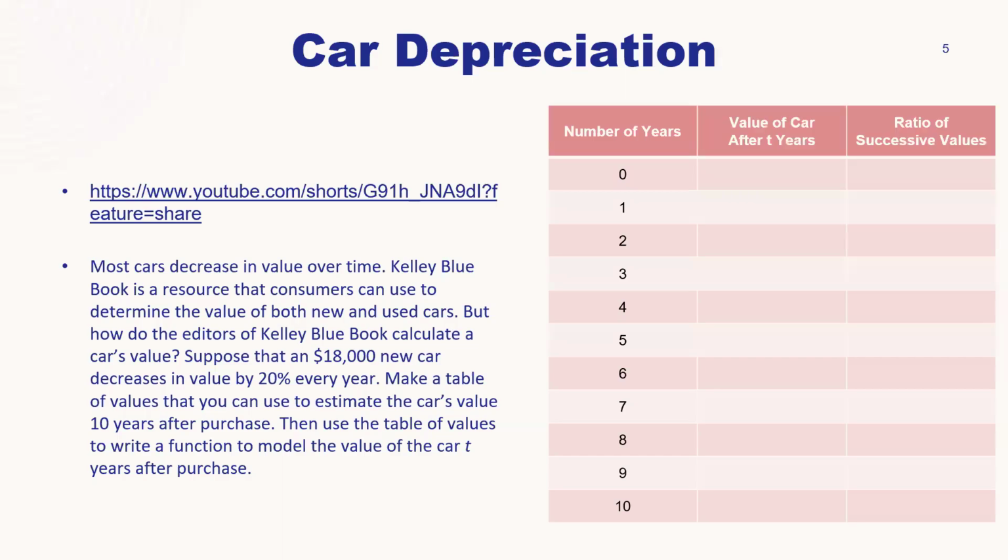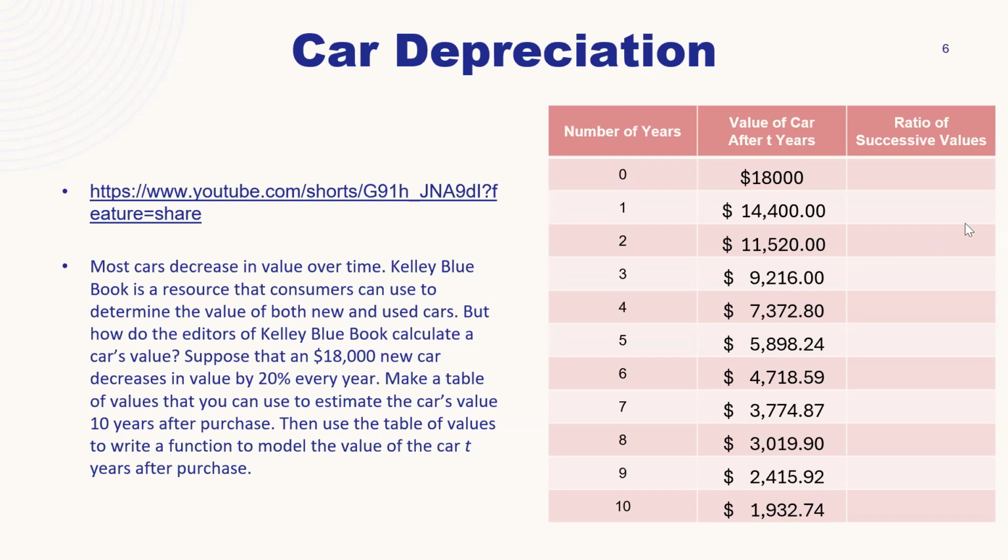All right, so yesterday we left off with you talking about car depreciation, and you find the depreciation of a vehicle after 10 years. The vehicle started at $18,000 and it depreciated 20% per year, right? So after doing all the math, after 10 years, the car would be worth $1,932.74. Is that what we got? Yep. Okay. Awesome.